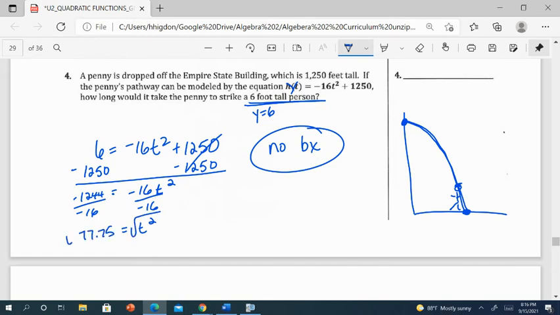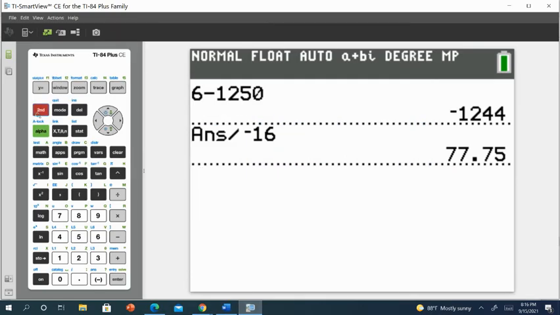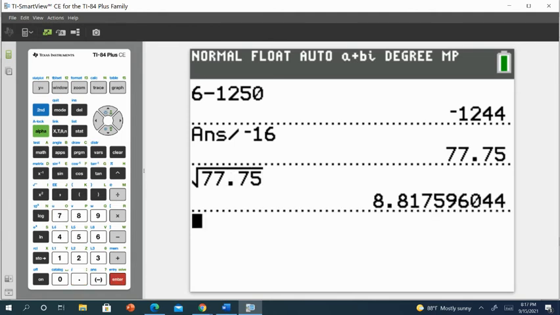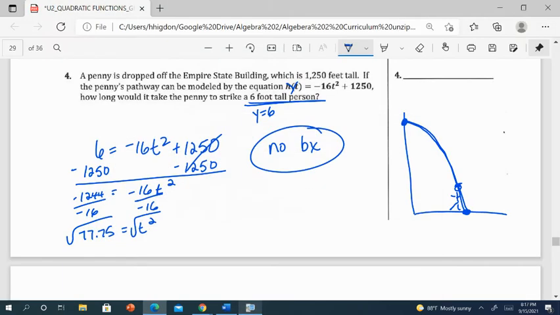And then we're going to square root both sides just like we did before. Now, you'll notice that I haven't stressed too much about these decimals. This is one of those lessons where it is okay to have decimal answers. We're going to call this 8.82 seconds. That's how long it's going to take for the penny to hit the 6-foot tall person.